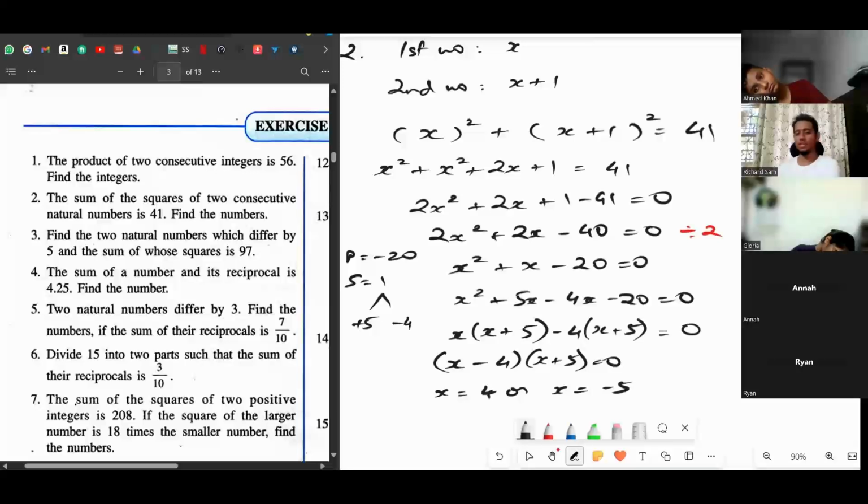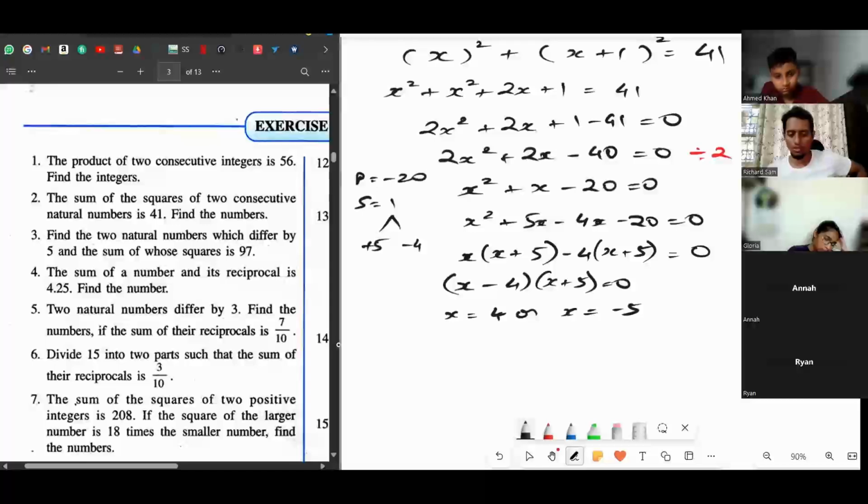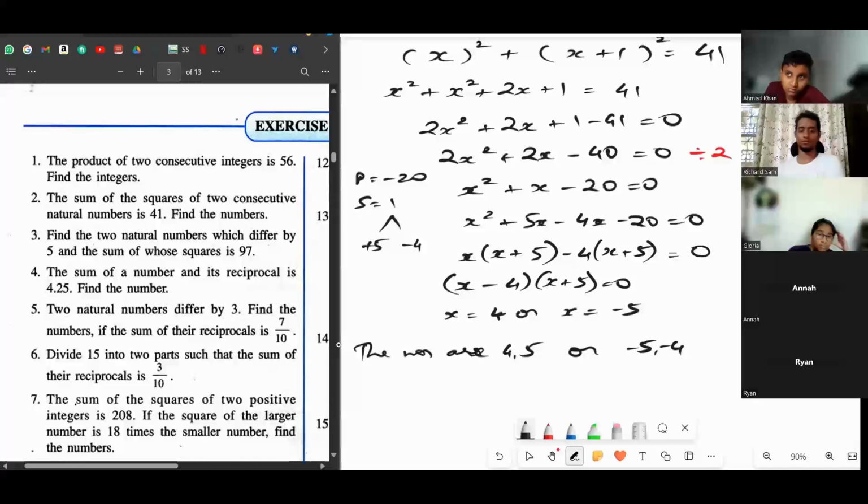Okay. So now if you take 4 as the x, then the second number is 4 plus 1, which is 5. That's your first set of numbers, 4 and 5. The second set of numbers is, if you take x as minus 5, then the second number will be minus 5 plus 1, which is minus 4. Okay. So the numbers are 4 and 5, or minus 5 and minus 4. This should be the final answer.